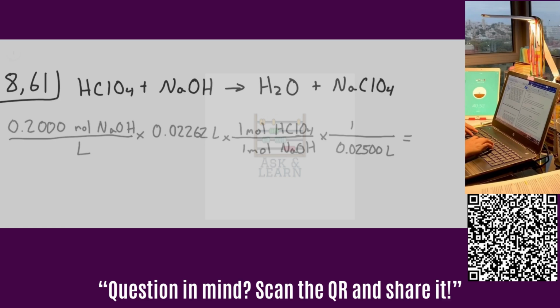And then, so you can see that moles of sodium hydroxide cancels, liters cancels, and then we have moles of perchloric acid over volume, which is equal to molarity. So when we do this calculation, we get 0.1810 molar HClO4 is our answer.